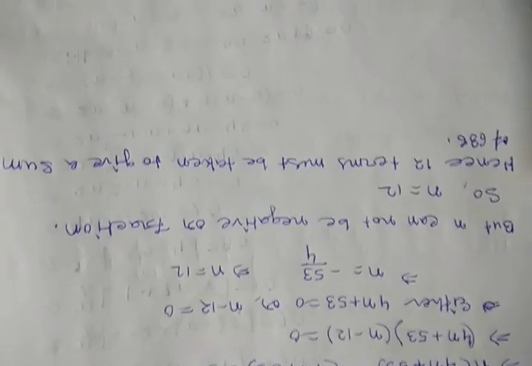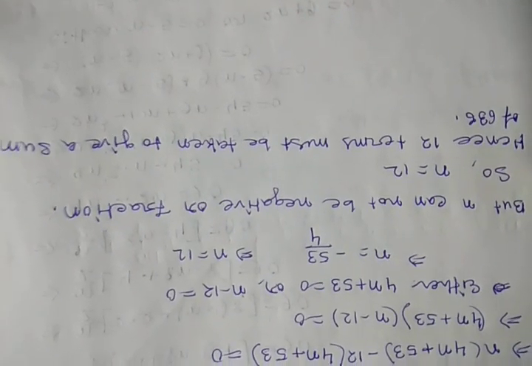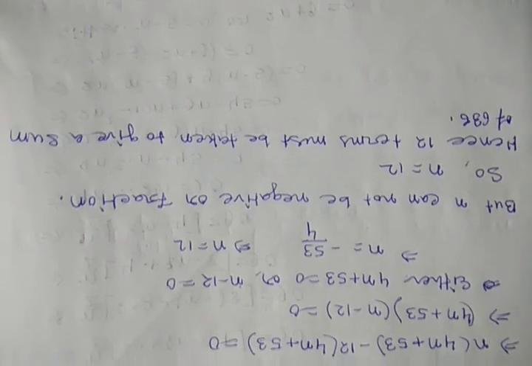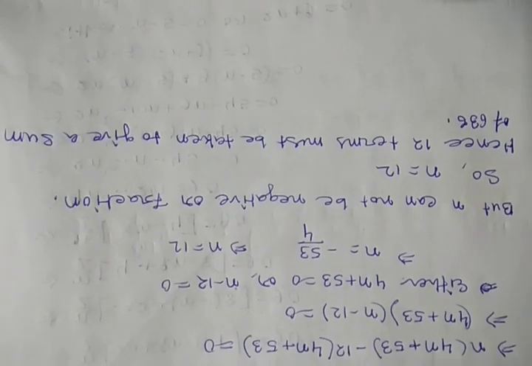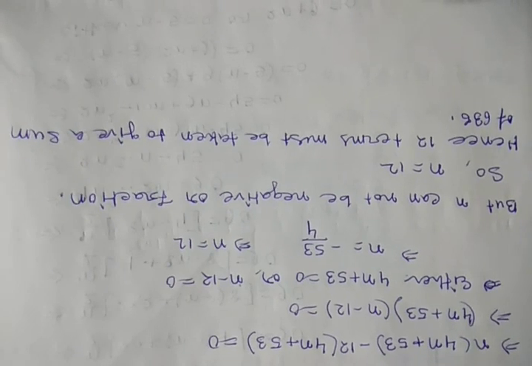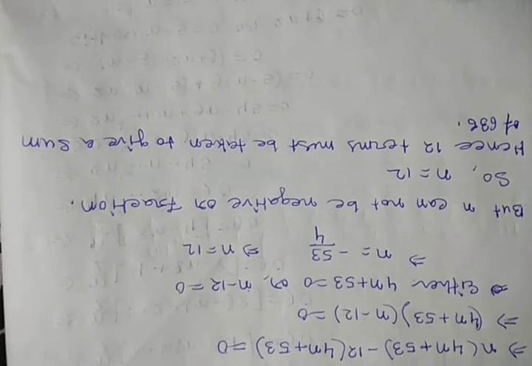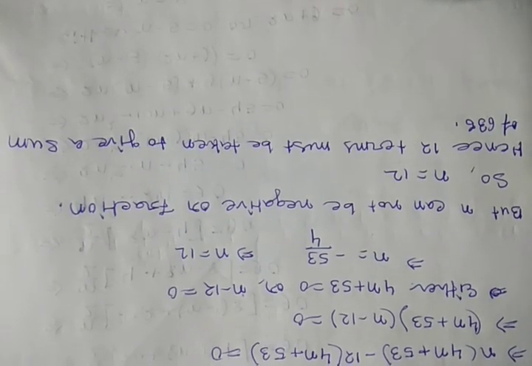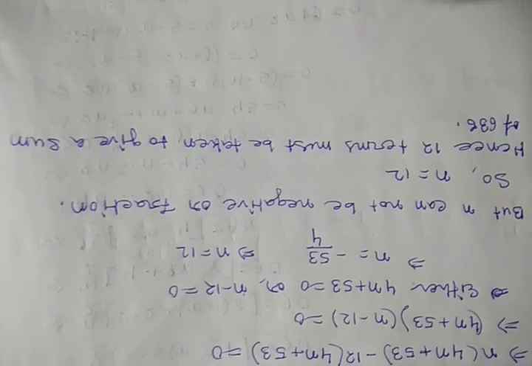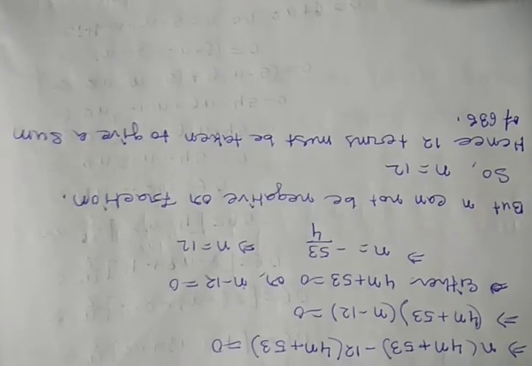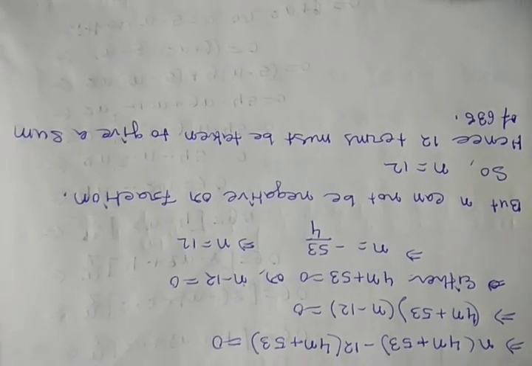But n cannot be negative or a fraction, because we know that the value of n is always a natural number or counting number. The number of terms cannot be negative or a fraction. So n equals 12. Hence 12 terms must be taken to give a sum of 636. That means we need to take the sum up to 12 terms, then the sum of the AP up to 12 terms will be 636.